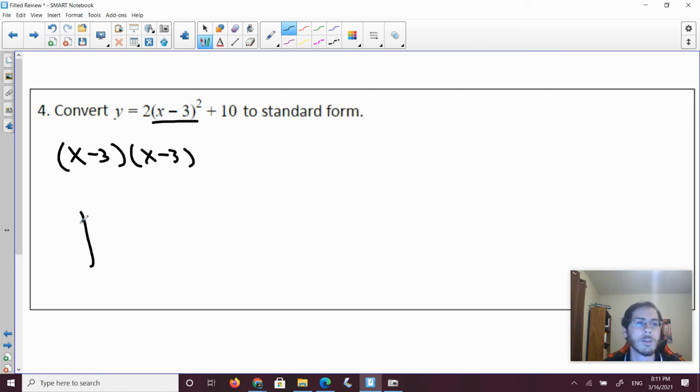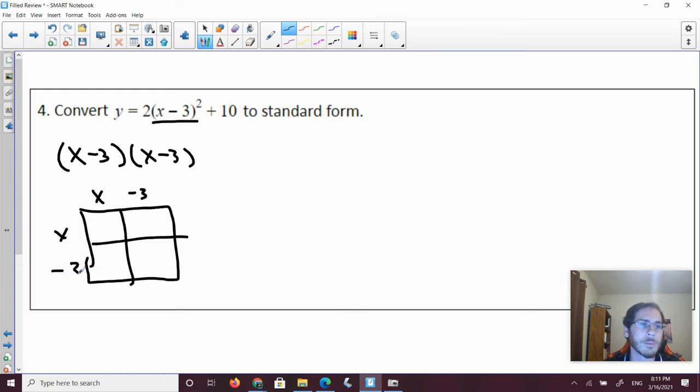And you can multiply however you wish. This is kind of like a review question from last unit. I'm going to multiply with the boxes. But if you want to do the double distributive property with the arrows, you're more than welcome to. 3x, 3x, and 9. So x squared minus 6x plus 9. Now that's just this parentheses part expanded.